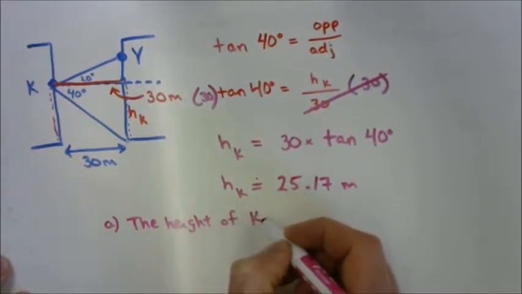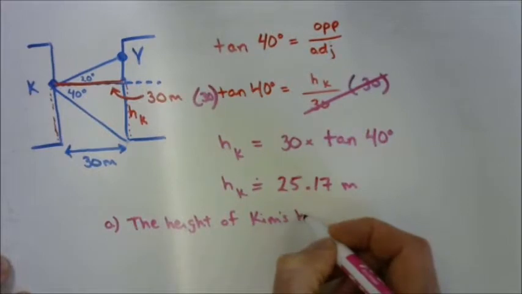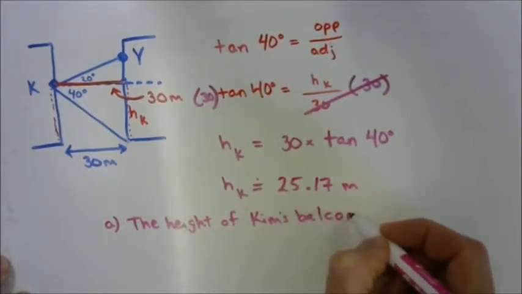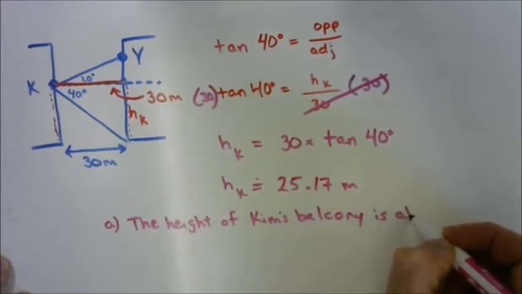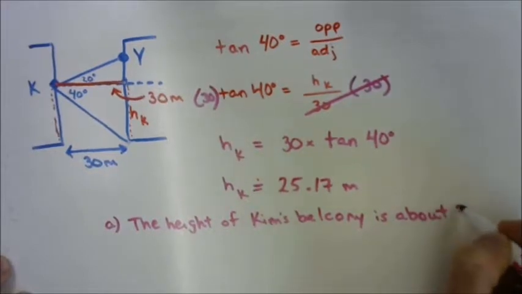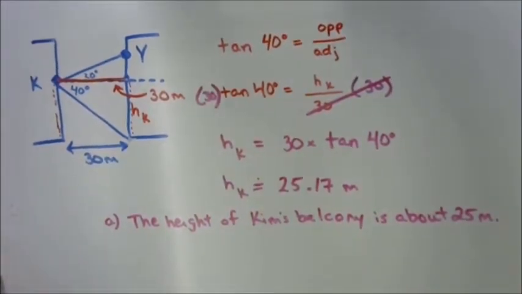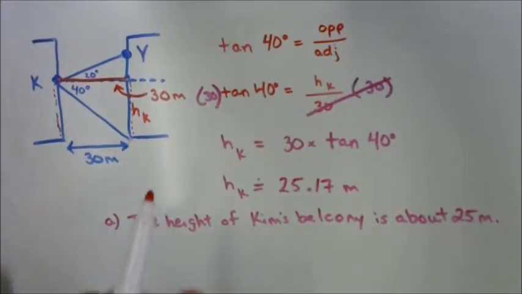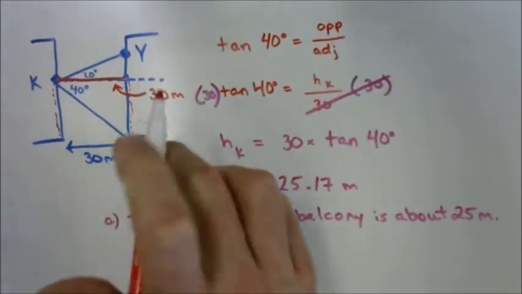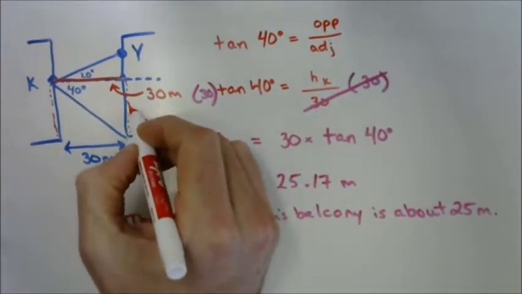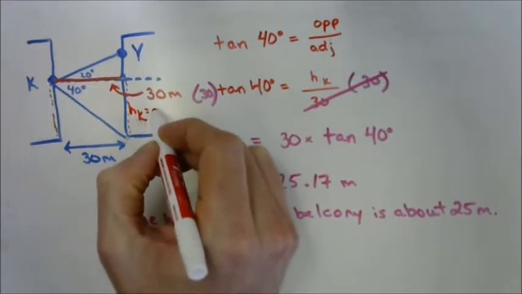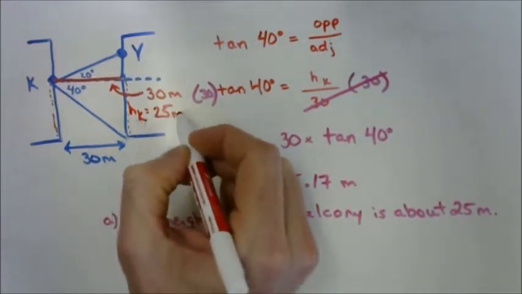So to answer question A, the height of Kim's balcony is about 25 meters. Kim's balcony is about 25 meters off the ground. Well, that's great. Now I have more information for my diagram. I have HK here, maybe I'll just write HK equals 25 meters.